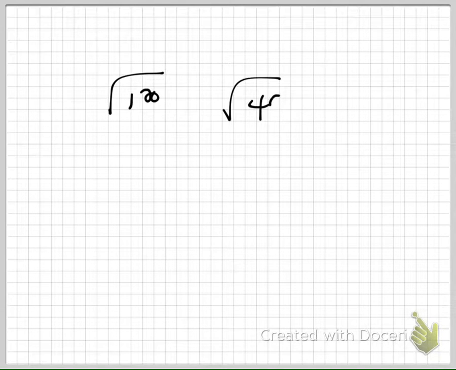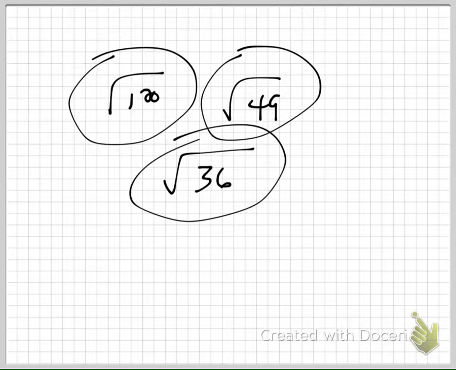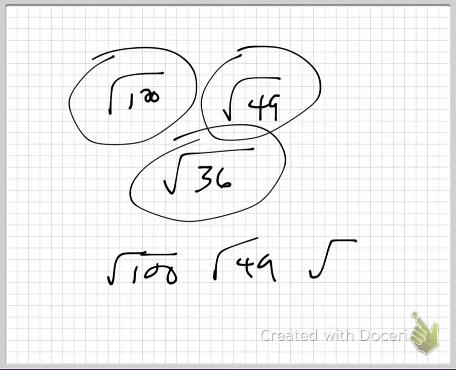Let's talk about something else. Square root of 100 is 10. Square root of 49? 7. Square root of 36? 6. If I said I want you to rank those from highest to lowest, you'd go square root of 100, square root of 49, and square root of 36. Does that make sense?